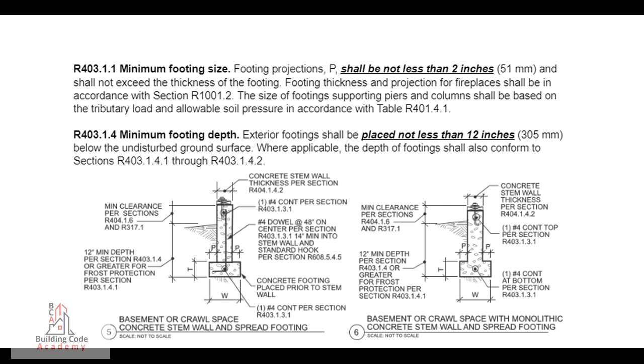R403.1.4 Minimum footing depth. Exterior footings shall be placed not less than 12 inches (305 millimeters) below the undisturbed ground surface. Where applicable, the depth of footings shall also conform to sections R403.1.4.1 through R403.1.4.2.